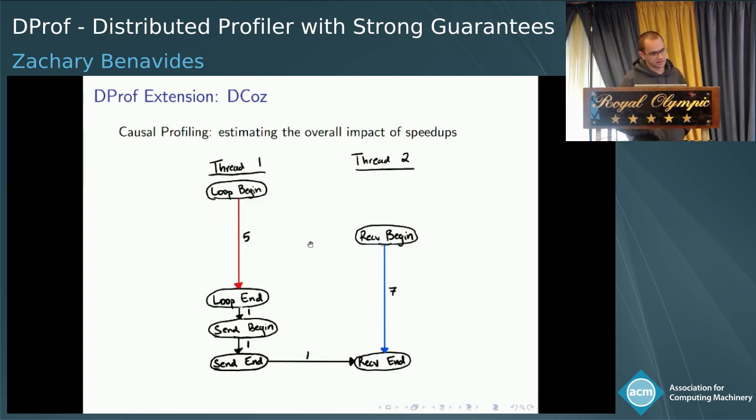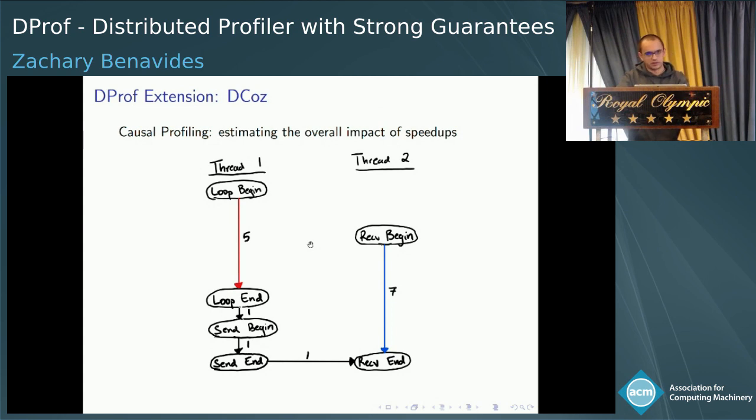The second extension that we made was called DCause. Causal profiling is another technique for shared memory systems, and it seeks to answer questions of the following form. For instance, if I speed this thread up by 20%, how much faster will my entire program be? Or if this function executes 5% faster, what will be the overall impact on the total execution time of my program? So we built a type of causal profiler for distributed systems using DProf.